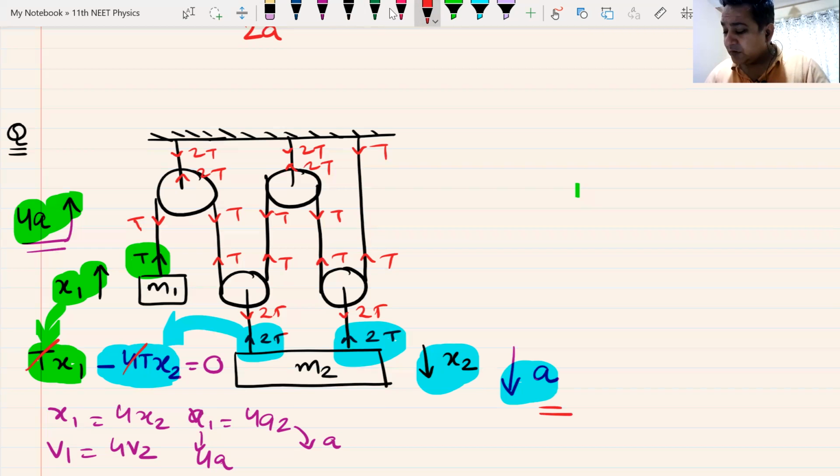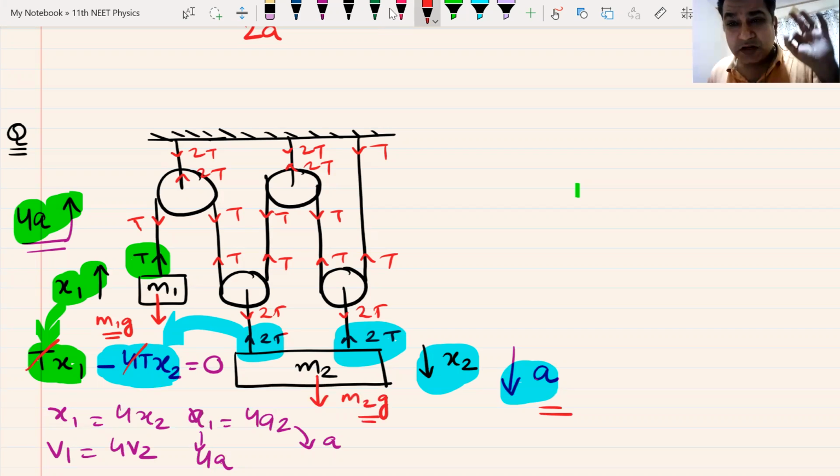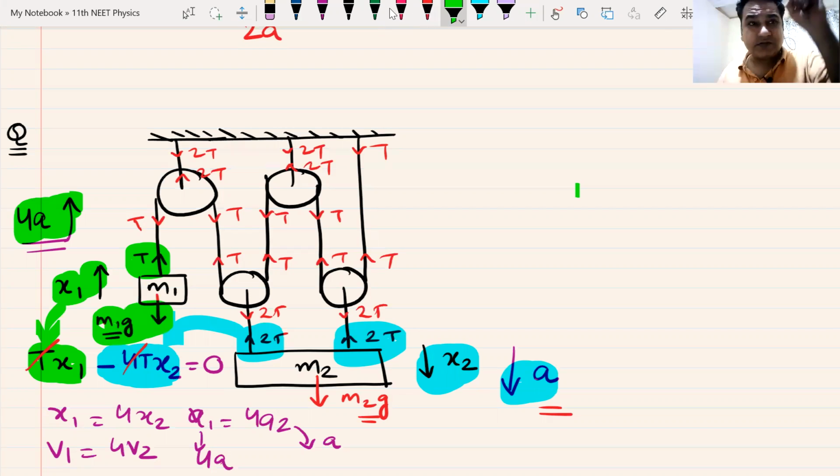I must keep on going, keep on drawing the free body diagram. What is remaining here is M1G, the weight downwards. For this one, it is M2G, the weight of this block downwards. Now I have to write the equation of motion for the blocks. Green one, as you can see, 4A is upwards, M1G is downwards, T is upwards, and this block is moving upwards. Acceleration is 4A upwards, weight is downwards.